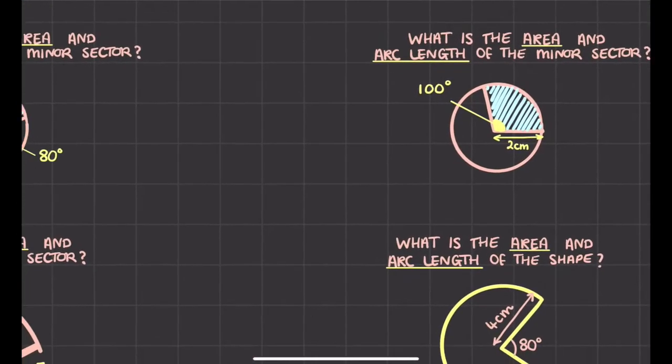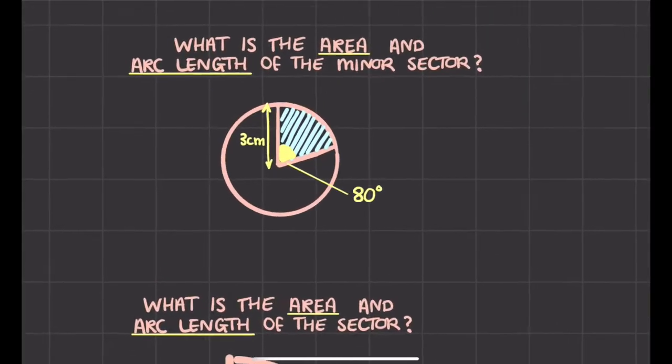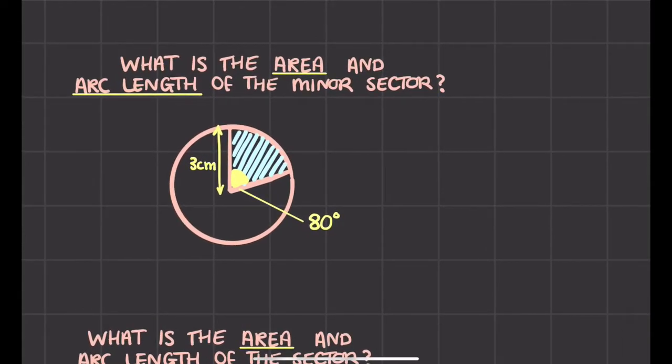So let's have a go at the questions. Let's have a go at this one first. So it says, what is the area and the arc length of the minor sector? Well, let's do the area first. So I've got here 80 degrees out of a total of 360 degrees. So I've got 80 out of 360, and I've got that fraction of the whole area. So this here, we're doing area first. So I'm going to multiply that by pi times r squared. So r is 3, so pi times 3 squared.